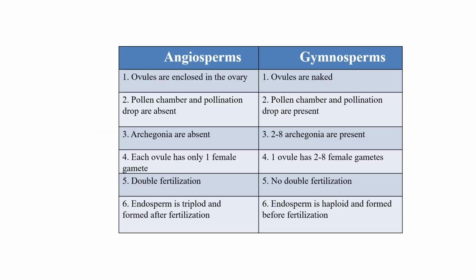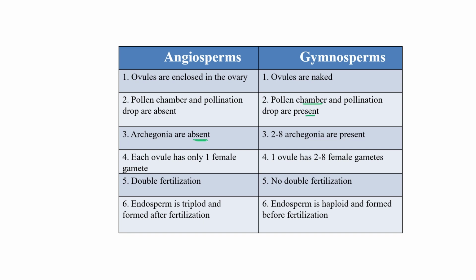Now in this slide we can compare angiosperm with gymnosperm. In the last lecture we have already discussed gymnosperm, so just compare both of them. Both of them belong to the spermatophyte category. Here in angiosperm, ovules are enclosed in the ovary. Here in gymnosperm, ovules are naked. Polar chamber and pollination drop are absent in angiosperm, while here both are present. Polar chamber is present and pollination drop is also present.